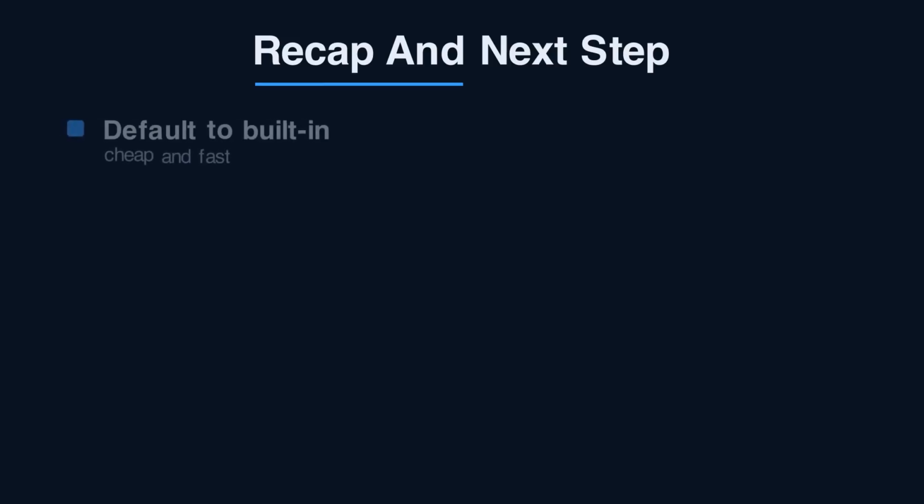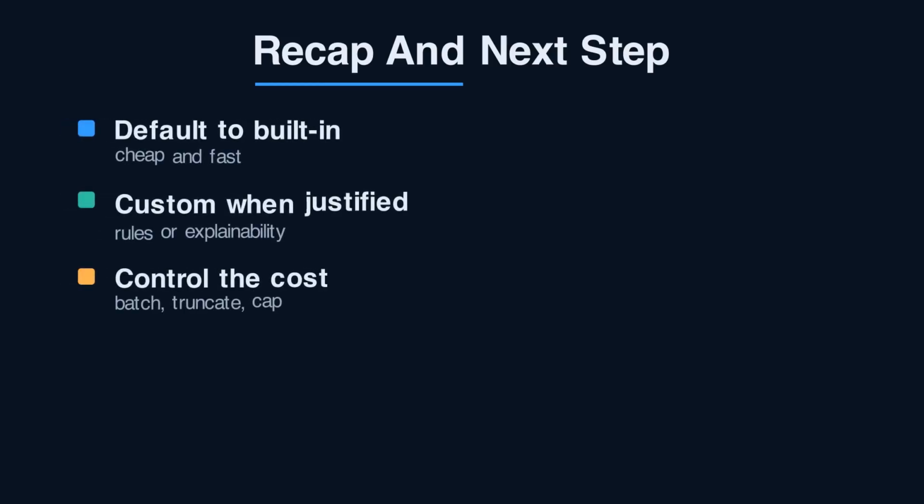Quick recap. Try the built-in semantic ranker before writing any code. Build custom LLM re-ranking only for domain rules or explainability. Batch scoring, cheap model, truncated docs, and cap your candidates. Prices and models change fast, so check the current Azure docs.